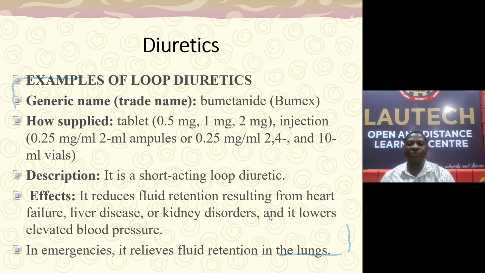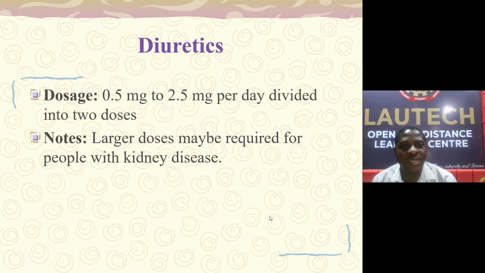The effect is that it reduces fluid retention resulting from heart failure, liver disease, kidney disorders, and it lowers elevated blood pressure. And in emergencies, it relieves fluid retention in the lungs. So this can be used in emergency cases to get quick results. The dosage is 0.5 milligram to 2.5 milligram a day divided into two doses. Note, larger doses may be required for people with kidney diseases.